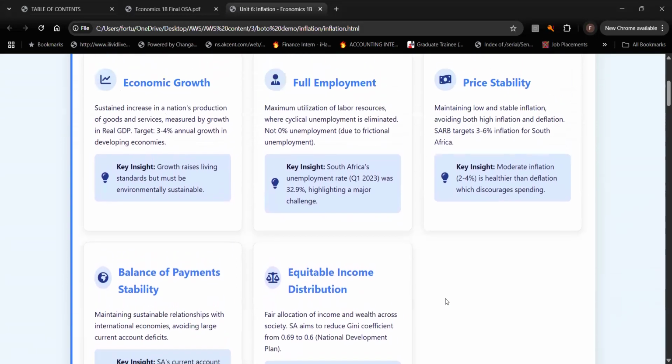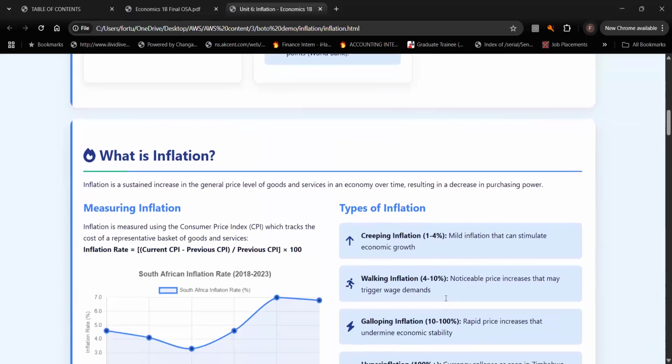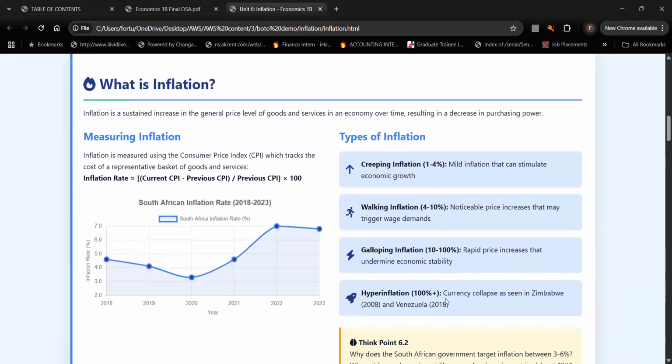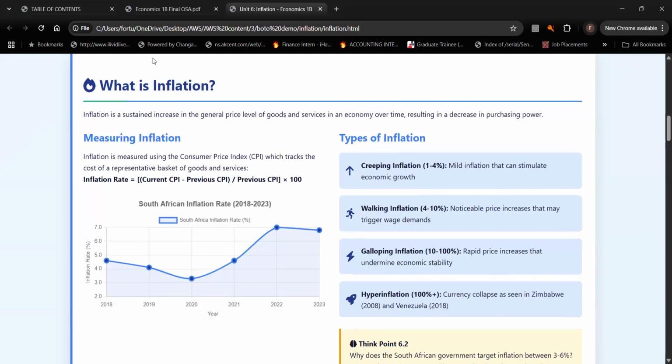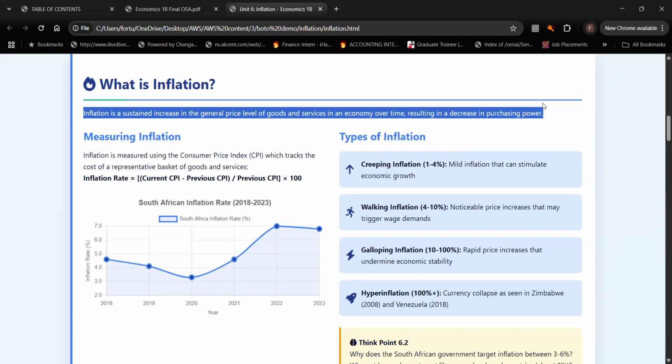So today we just want to zoom in on price stability, where we'll be talking about unit 6, which talks about inflation. We talked about the importance of price stability within a particular economy, and how it affects long-term planning. So what becomes important when you look at inflation is to understand the definition of inflation itself. What is inflation? When it comes to the definition of inflation, there is a wide variety of definitions in terms of how you can look at it.